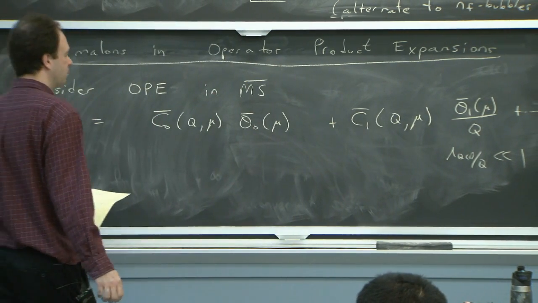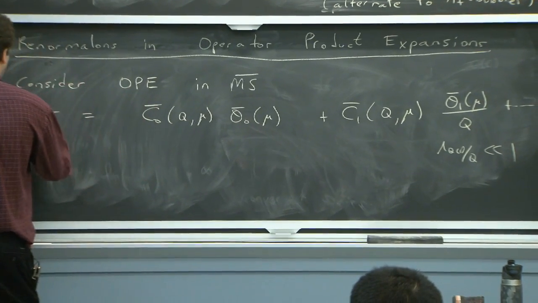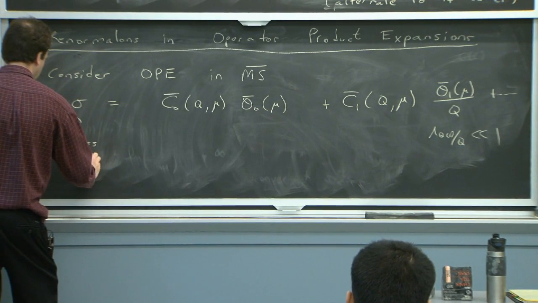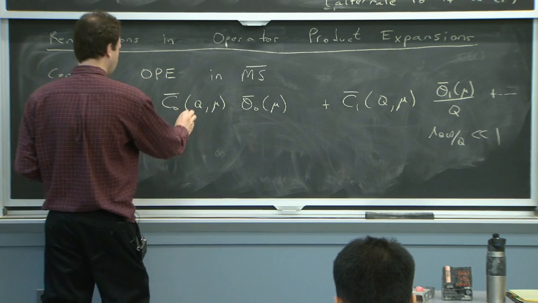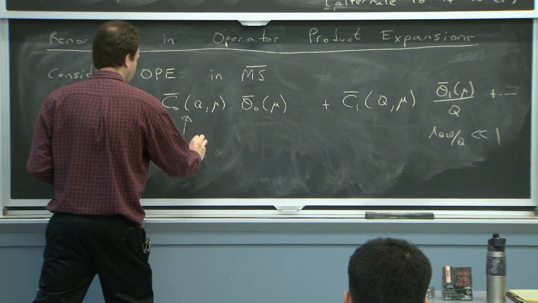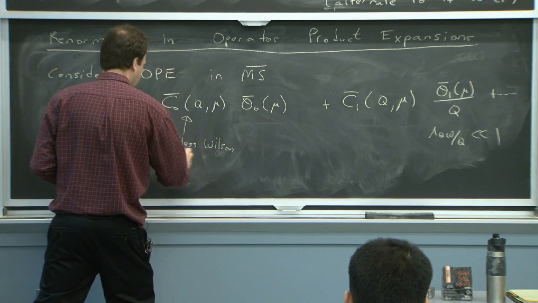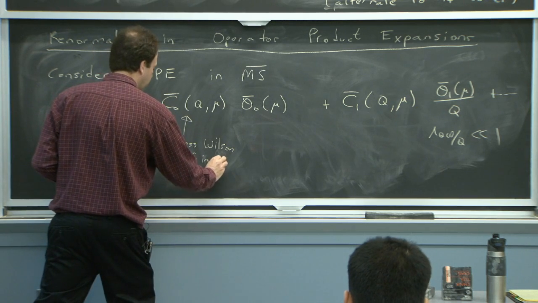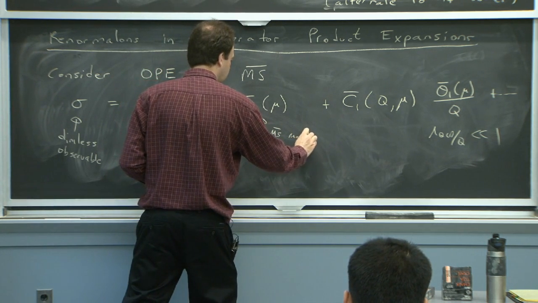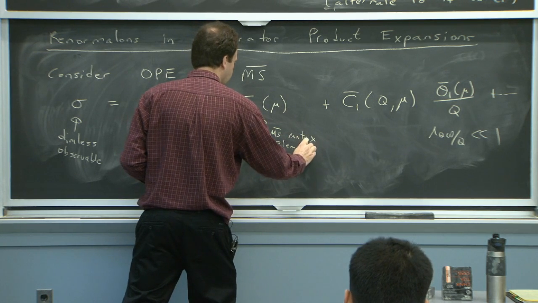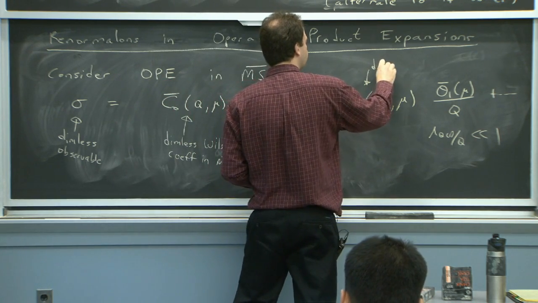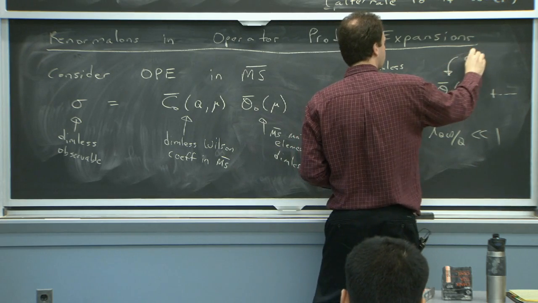And the operators are set by lambda QCD. So I'm going to take this to be dimensionless. This is some dimensionless observable. You can always make it dimensionless by suitably multiplying by appropriate mass scales. So then this here will be a dimensionless Wilson coefficient, and it's a Wilson coefficient in MS bar. That's what the bar means. And so this is an MS bar matrix element of some operator, and it's also dimensionless. So this will be dimensionless too. And finally, this will have dimension equals one.